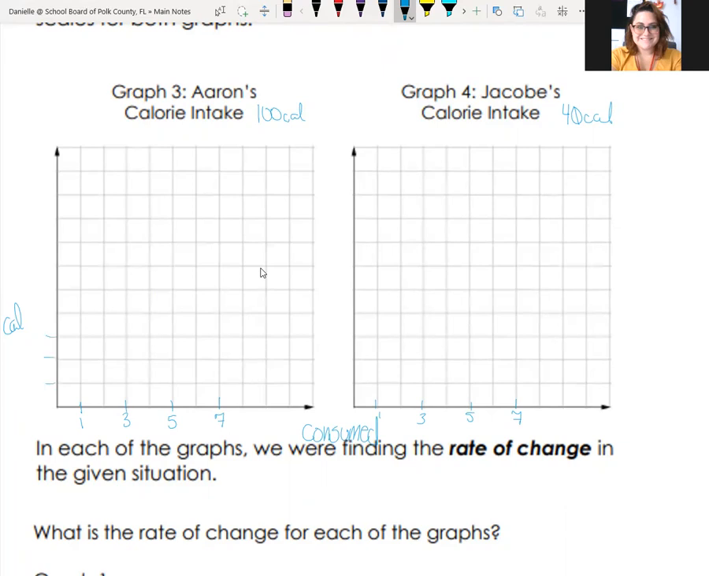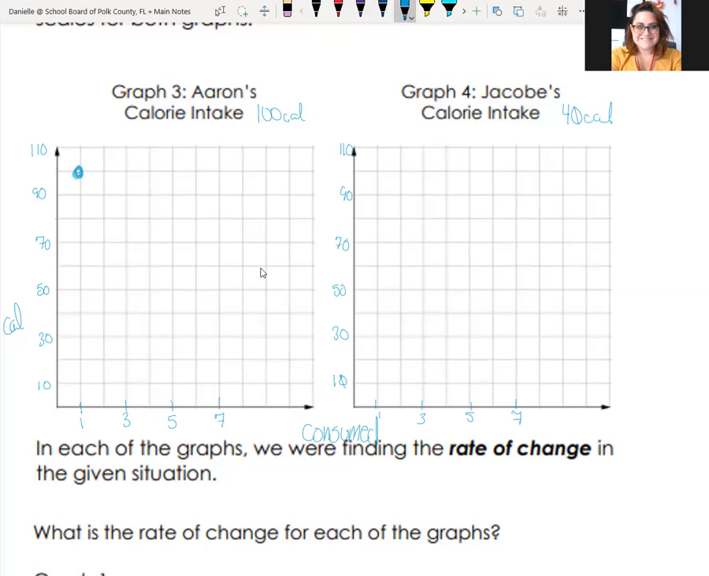There's 1, 2, 3. We can count by 10s. Let's try 10. So we'll go 10, 20. I'm going to label every other. This is 30, 50, 60, 70, 80, 90, 100. So now when Aaron has eaten or drunk one thing, he goes all the way up to 100 calories.